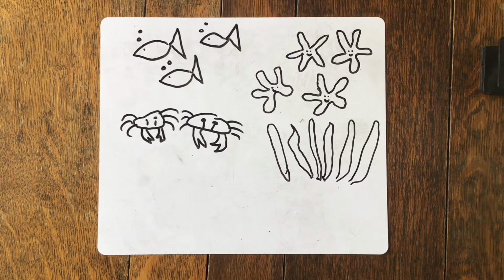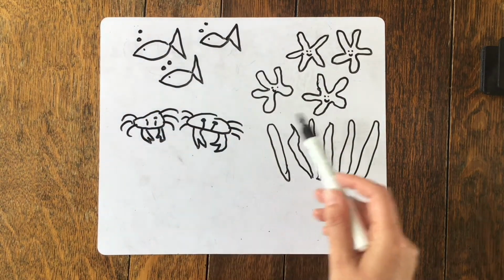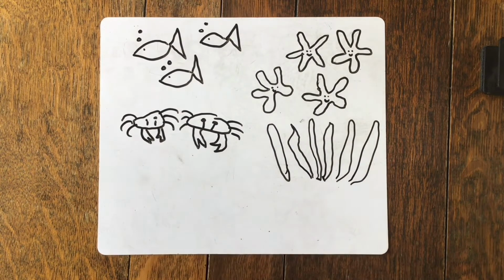Another fun way to do addition is to make some pictures. So I've done an underwater scene. I've got some fish. I have got some starfish. This is my seaweed. And these are my crabs.